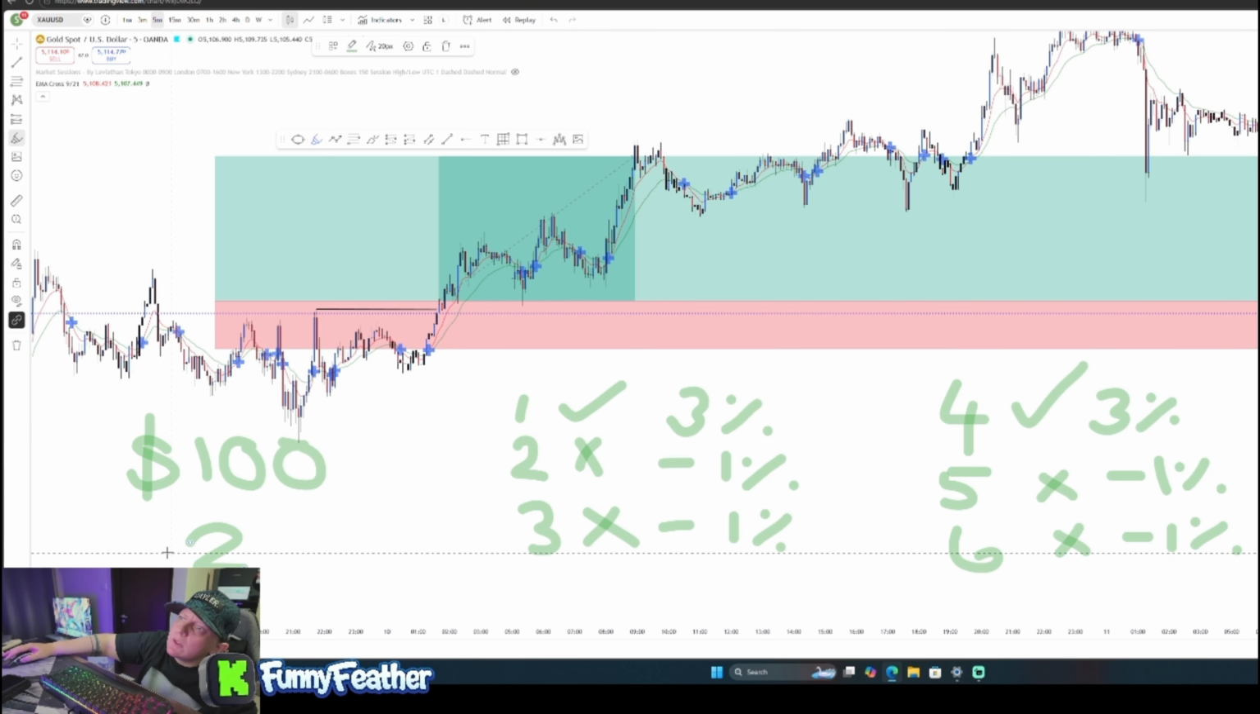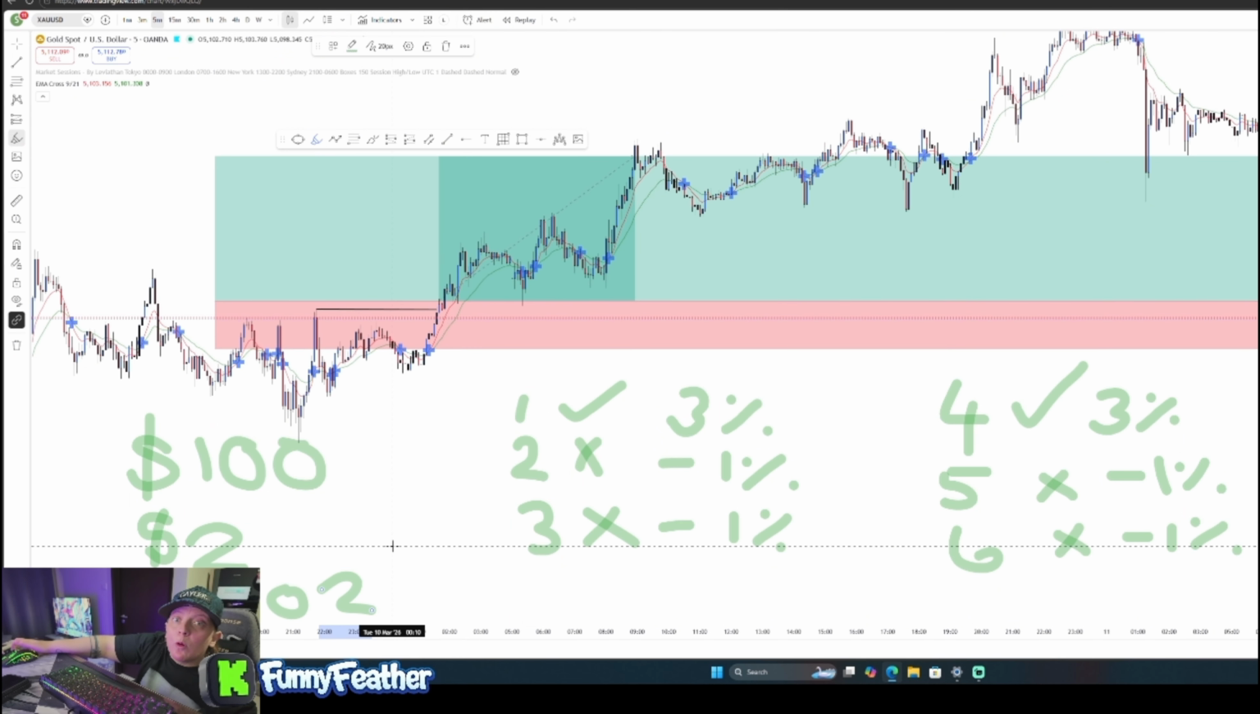$2 because it's 2%. So now when you trade again, you have $102. That is still a profit.